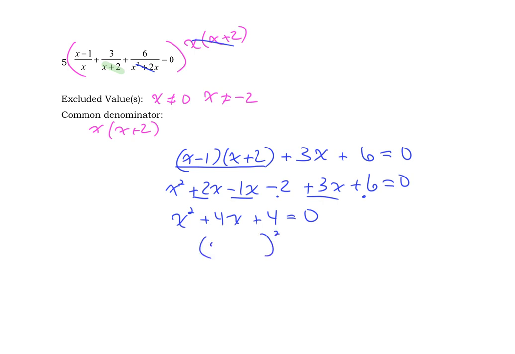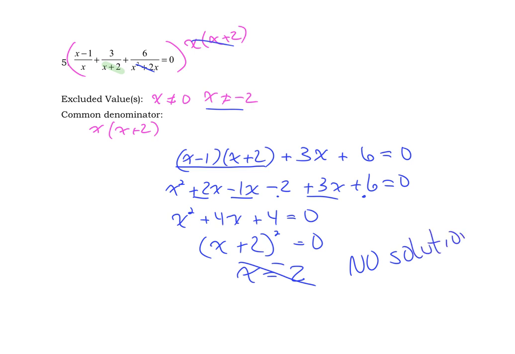The factors of 4 that add to 4 are 2 and 2, so that means it's 2 of the same thing. That's x plus 2, so x equals negative 2, which is the excluded value. So we cross it out, and this is no solution. So that is where we have to be careful with our excluded values.